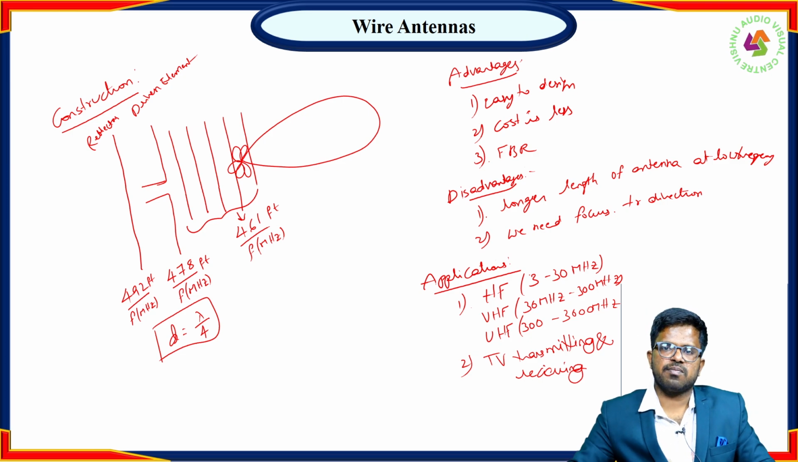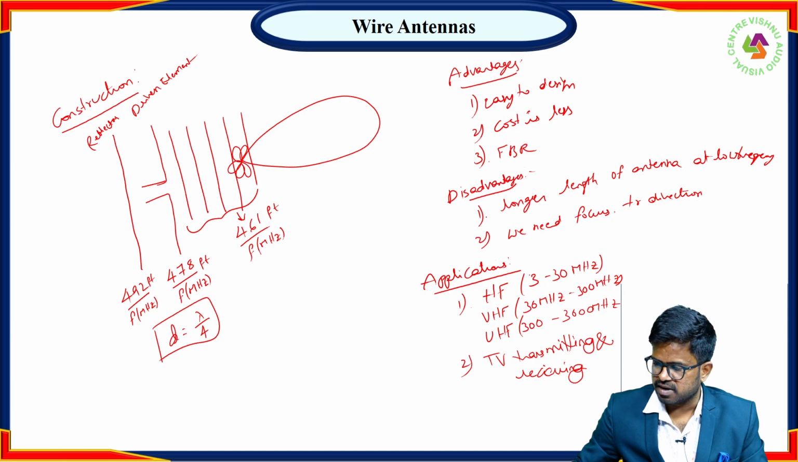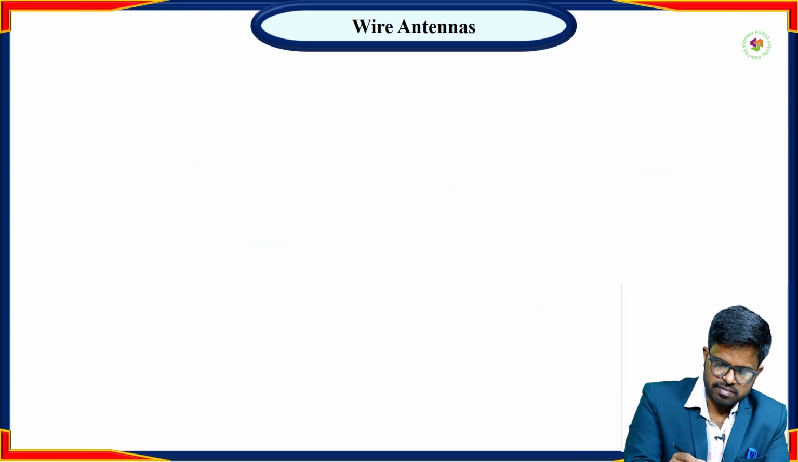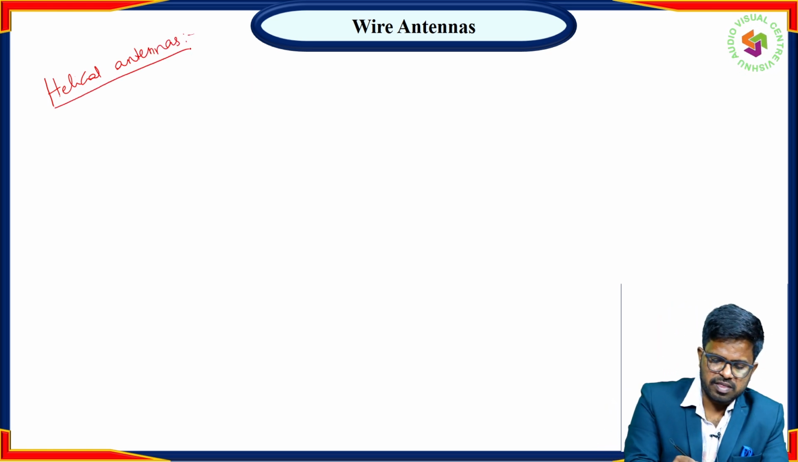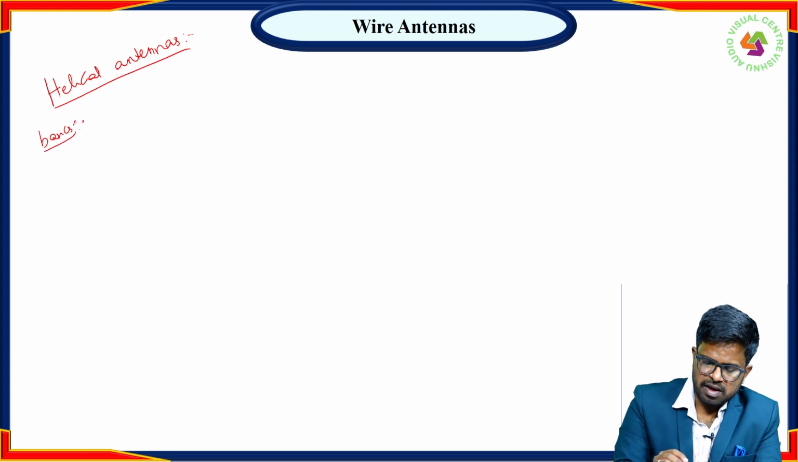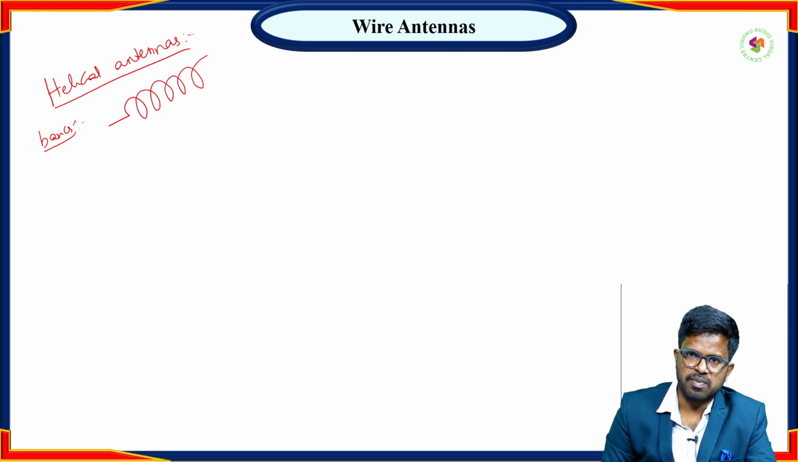Okay, this is one type of antenna, the Yagi-Uda antenna. Next we will see a helical antenna. Understood this one? Coming to the next one, helical antennas. Coming to the basics of helical antennas, here a simple wire is wound in the shape of a helix.